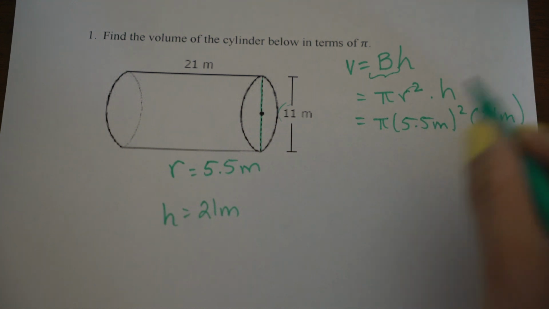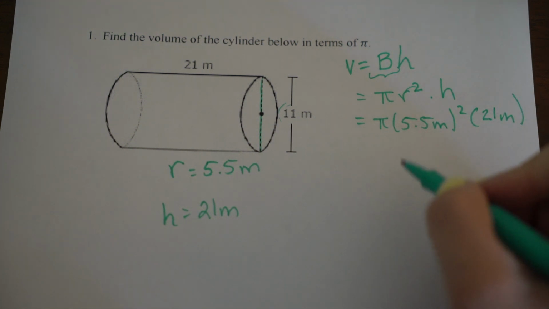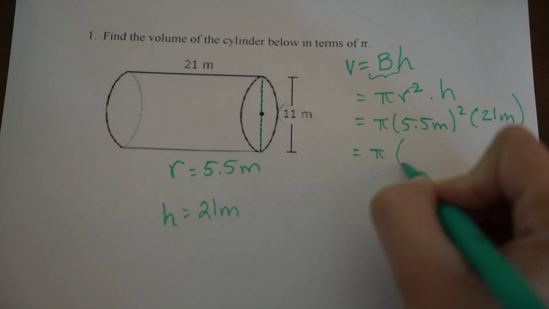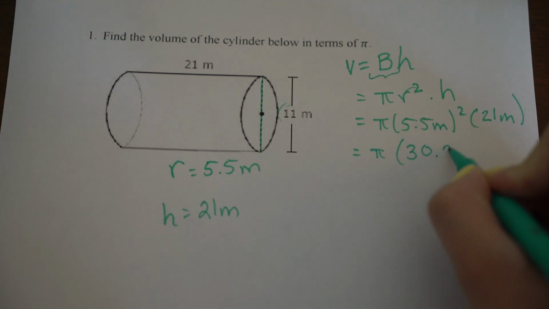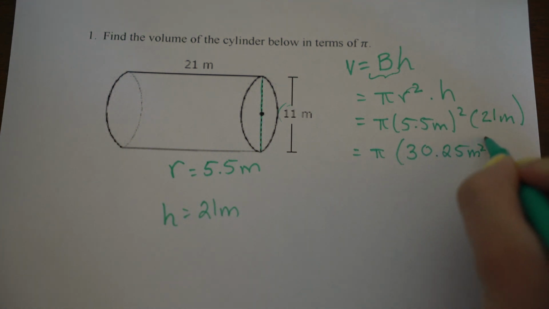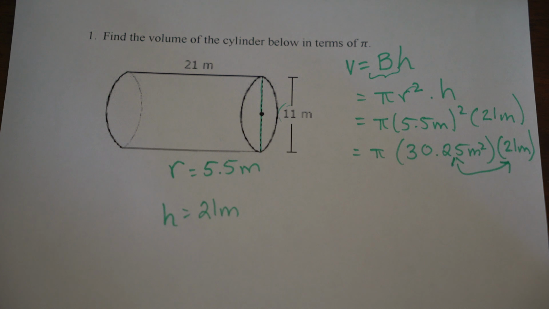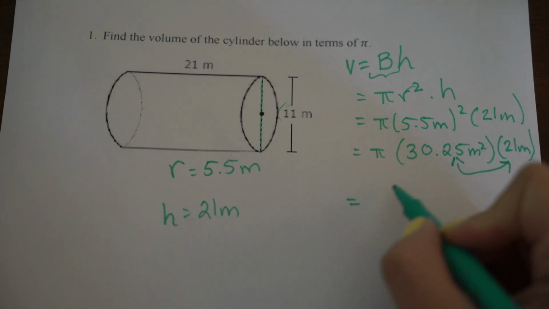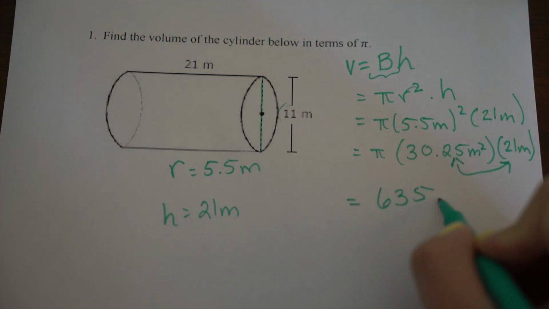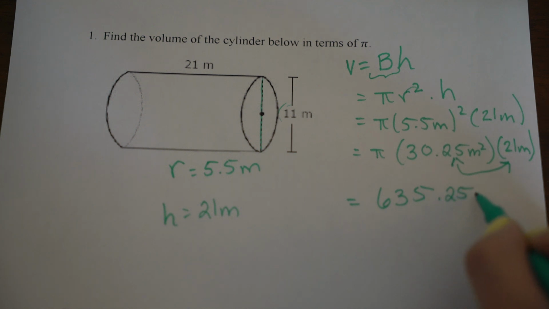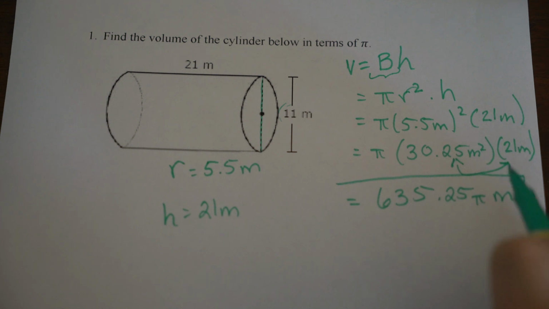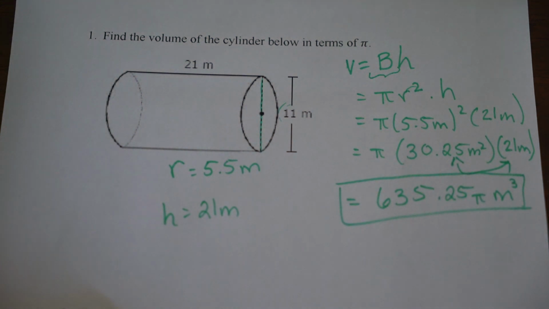Once I simplify everything, I'm first going to square the 5.5 meters, and I get 30.25 meters squared, and then the height, which is 21 meters. Once I multiply these two out, remember, I want to leave my answers in terms of pi. I get 635.25 pi meters cubed. And this is our final answer in terms of pi.